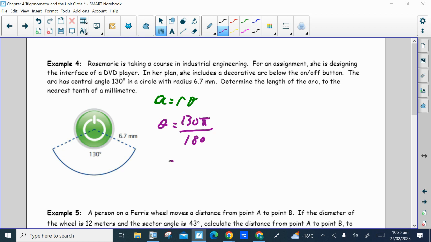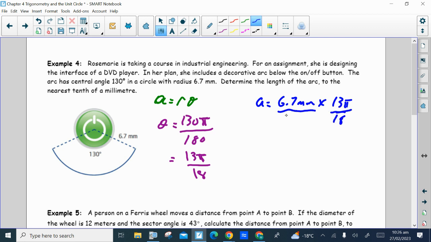Okay, so in this case, you could write this as an exact value, which you'd want to do anyways for your calculation. You don't want to write this answer as a decimal that's rounded and then use that to find another answer. That's going to affect the accuracy of that final answer. Always use exact values where possible. So I divided top and bottom by 10 to simplify that. That's what theta is. And now we can say that A, the arc length, equals r, the radius, which is 6.7 millimeters, times theta, which is 13 pi over 18.